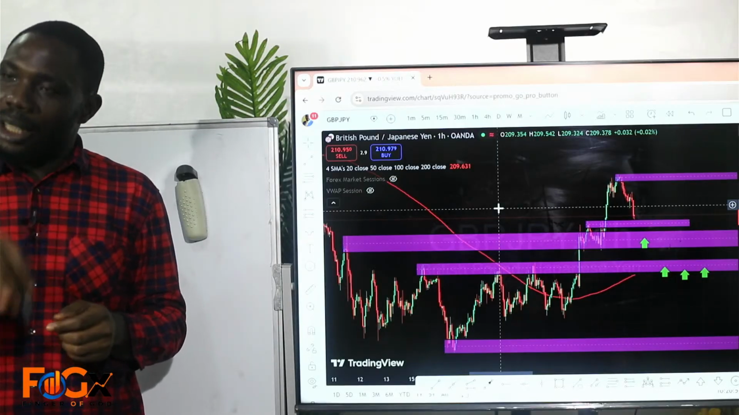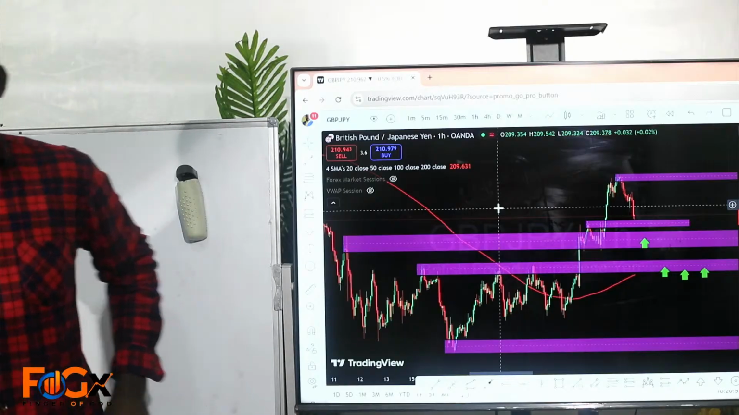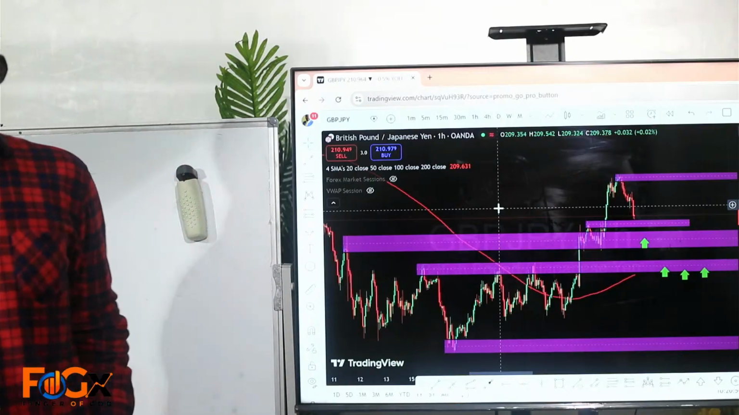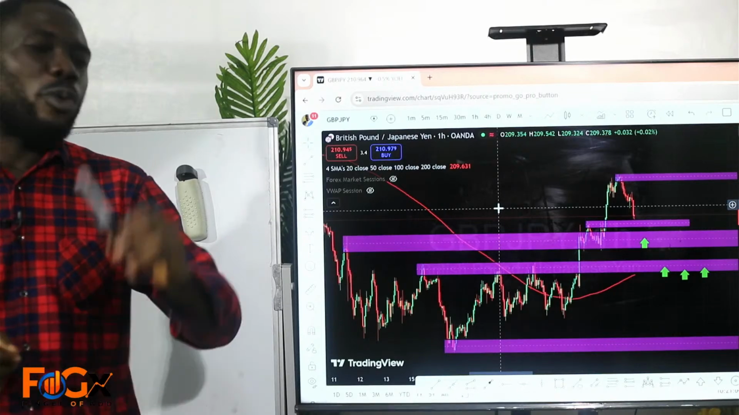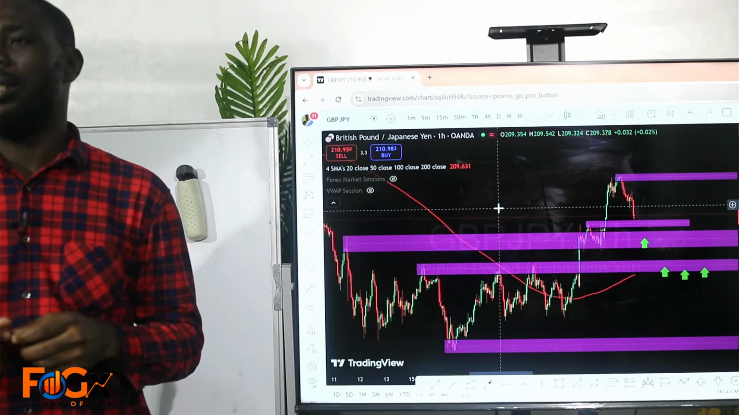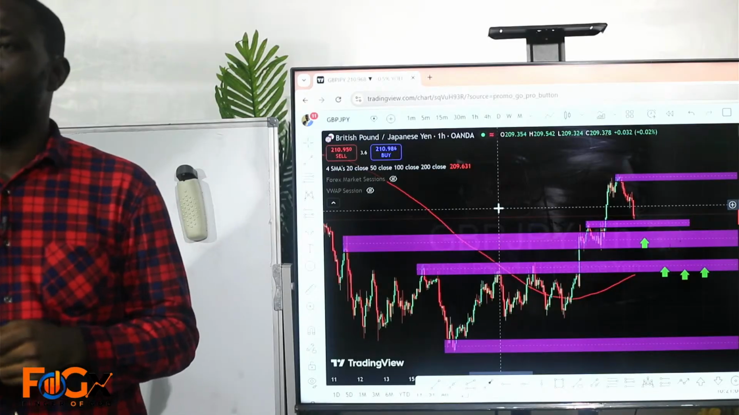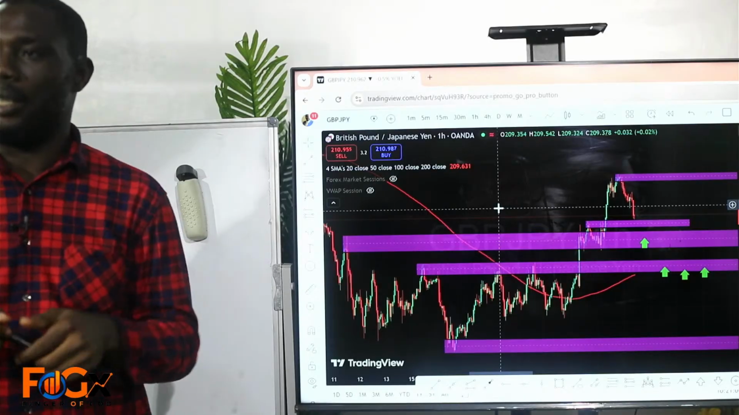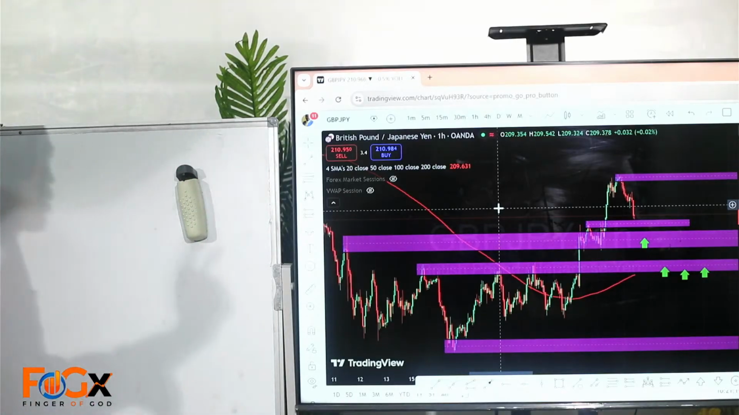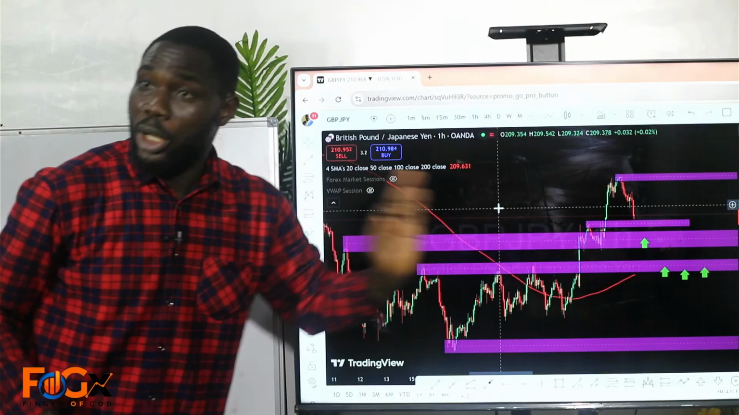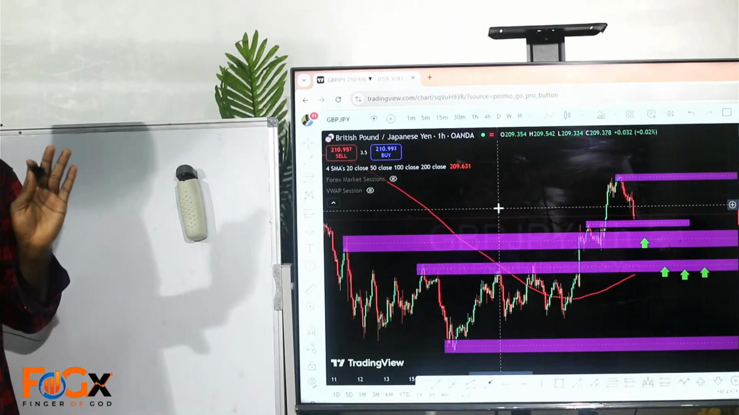I can remember the pair, GBP AUD. Me and my friend sat from 10 in the morning till 6 in the evening. It was 6 in the evening we picked our trade. Let me just see what the market did for us that day. We had a zone, just like how we have this zone, multiple zones, right?